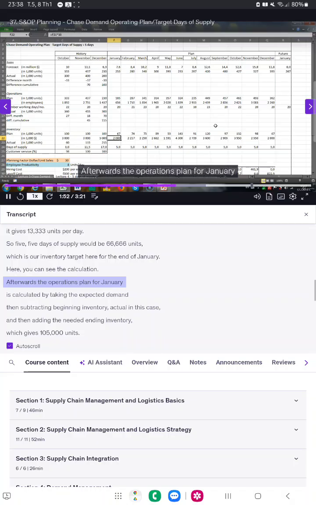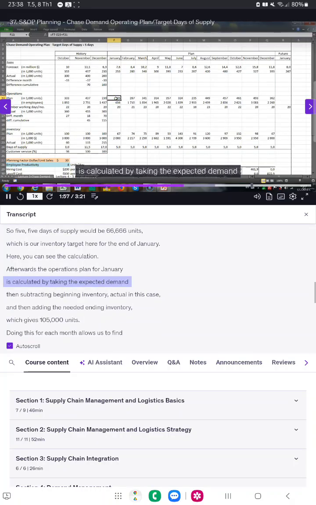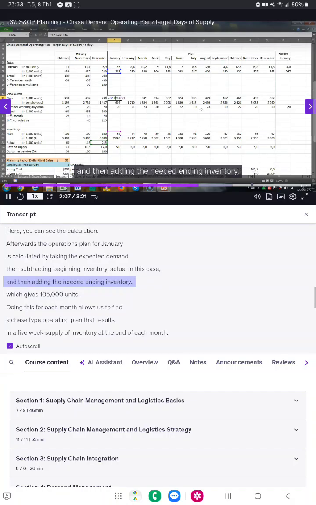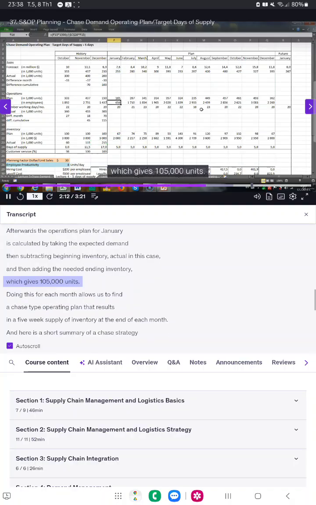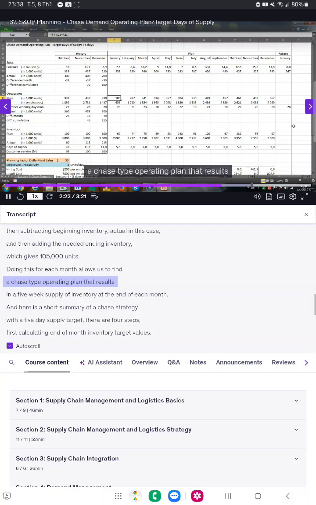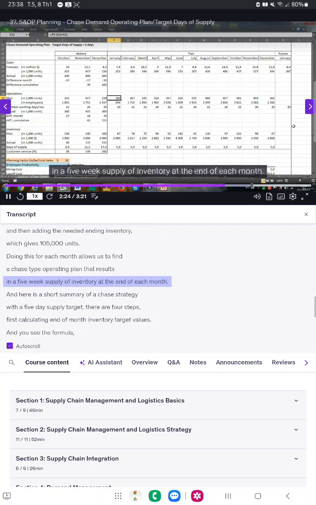Afterwards, the operations plan for January is calculated by taking the expected demand, then subtracting beginning inventory, actual in this case, and then adding the needed ending inventory, which gives 105,000 units. Doing this for each month allows us to find a chase type operating plan that results in a 5-week supply of inventory at the end of each month.